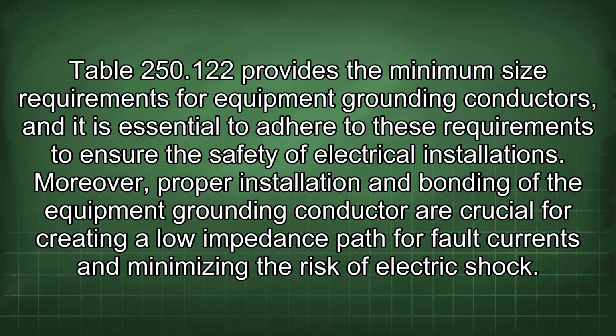Table 250.122 provides the minimum size requirements for equipment grounding conductors, and it is essential to adhere to these requirements to ensure the safety of electrical installations. Moreover, proper installation and bonding of the equipment grounding conductor are crucial for creating a low impedance path for fault currents and minimizing the risk of electric shock.